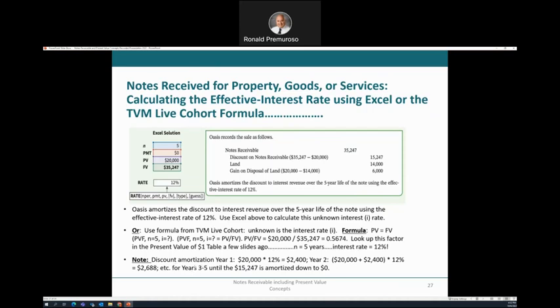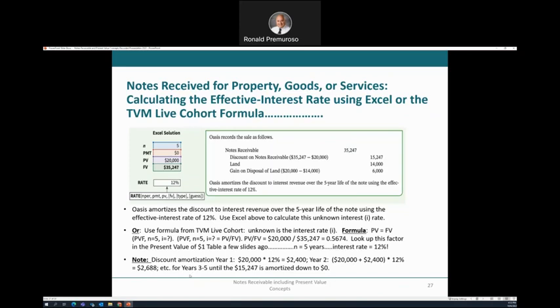So now that we have the interest rate on the note, how much is the amortization of the discount in years 1 through 5? The first year, of course, is the present value times 12%, which is $2,400 of discount amortization: debit discount, credit interest income on Oasis's books. In year 2, our present value has grown to 20,000 plus the first year's amortization of $2,400. We multiply that times 12%, and the second year's amortization is $2,688.